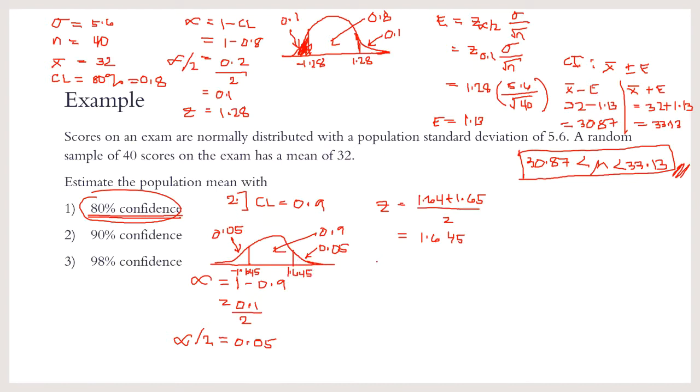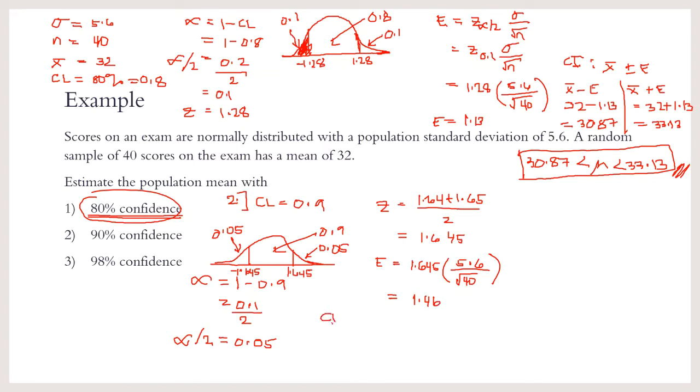After that, we can solve for our marginal error. We have 1.645 times our standard deviation of 5.6, all over the square root of 40. This is equivalent to 1.46. So we already got the marginal error.